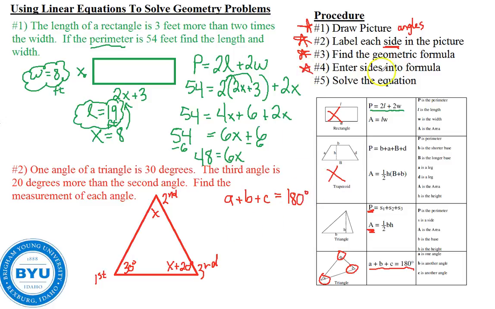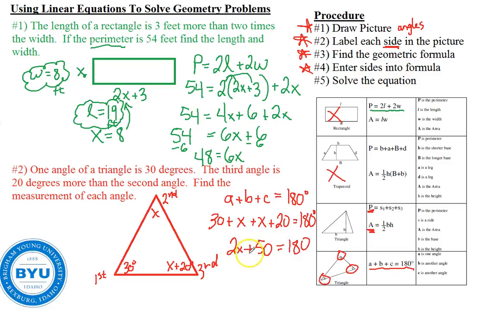And now let's enter the values into the formula. So my first angle is 30. My second one is x. And my third one is x plus 20. And that equals 180. Let's combine our like terms. Let's combine our x's. x plus x is 2x. And let's combine our numbers. Let's see, we've got 30 and 20. That's 50. So 2x plus 50 equals 180.